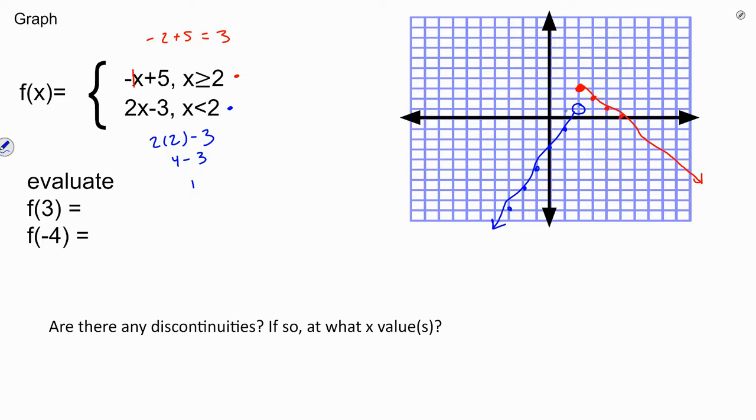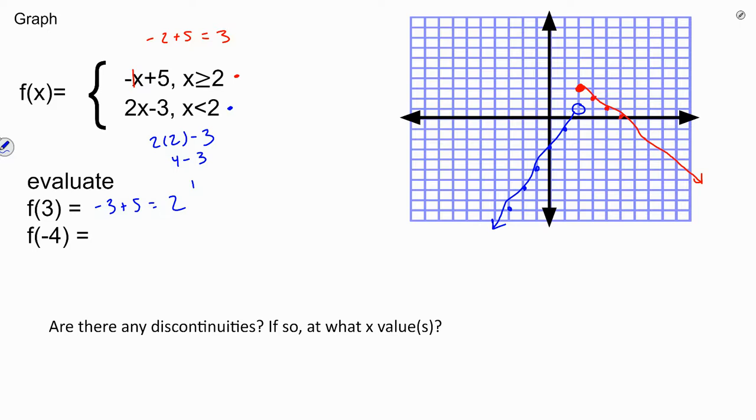Now let's evaluate. So for this first one, I'm going to find f of 3. To evaluate f of 3, what I have to do is first determine which rule I follow. So f of 3 is going to go in the top one. Here's why, because 3 is greater than 2. So since it's greater than 2, I'm going to plug it into this rule. So -3 plus 5, and I get a value of 2.